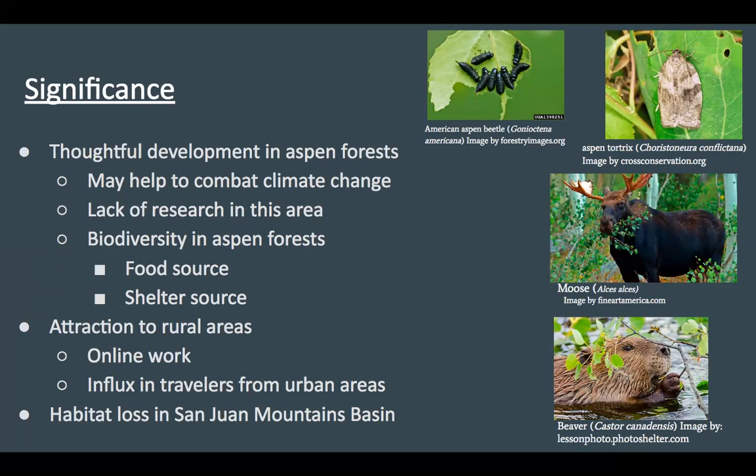And lately, there has been a larger attraction to rural areas. Maybe this is because of the option for people to do remote work, or online work, in other words, as rural areas have seen an influx in travelers from urban areas the past few years at least. There is a problem of habitat loss in the San Juan Mountains basin, and this could lead to a whole unhealthy forest if this problem isn't taken care of.